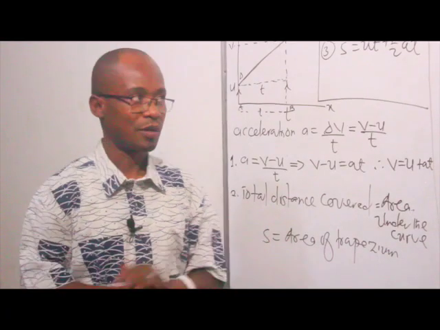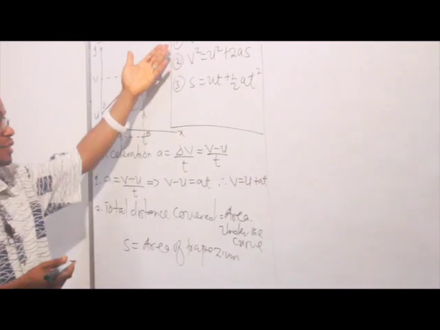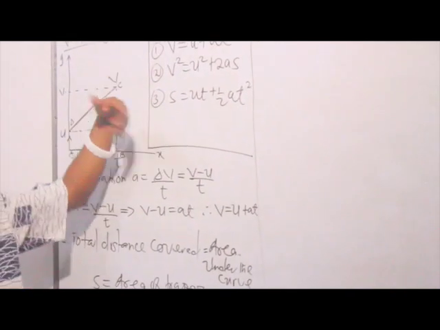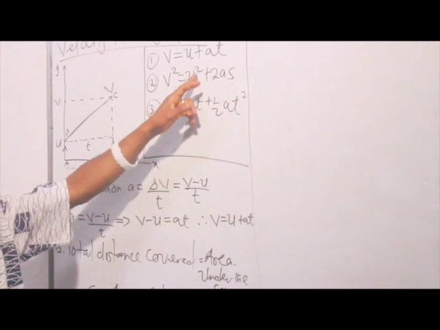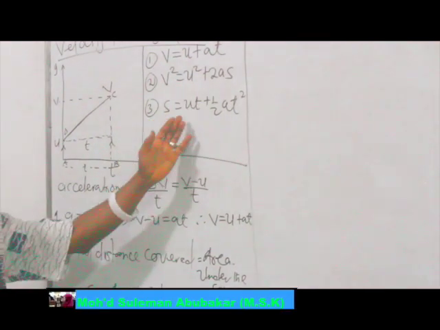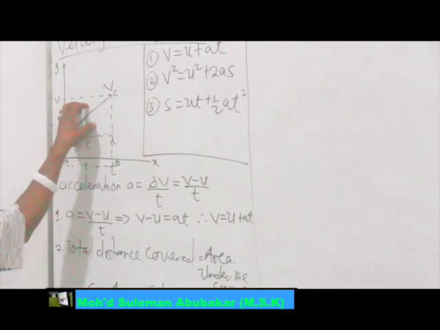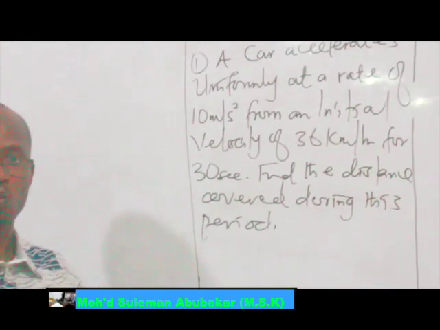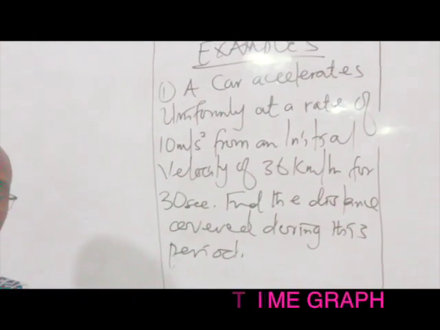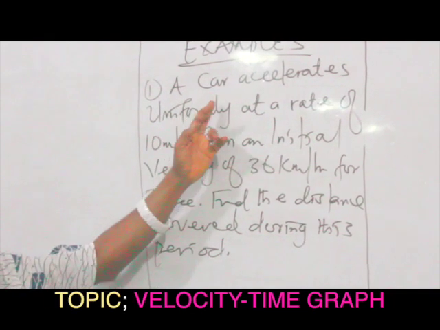So welcome back, everyone. Earlier before the break, we derived three important equations of motion: V equals U plus AT, V squared equals U squared plus 2AS, S equals UT plus half AT squared, from the graphical method. And we have a very simple question that I would like us to analyze before we start solving. The question says, a car accelerates.